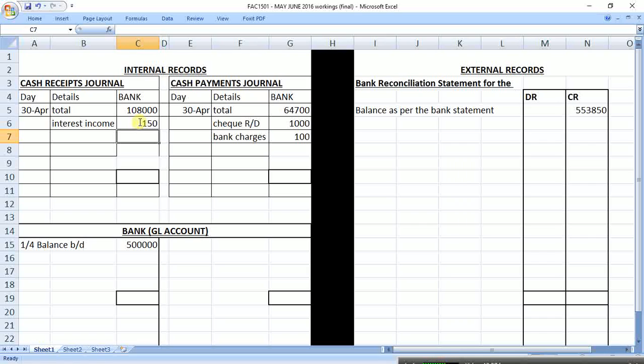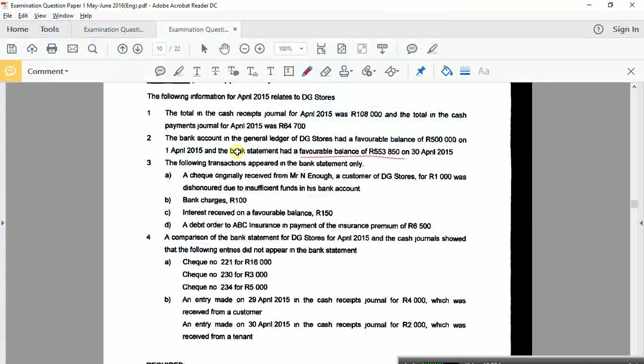Okay, next one, a debit order to ABC Insurance in payment of insurance premium of 6,500. It's payments journal and it's insurance. Perfect. How much? 6,500. Nice.